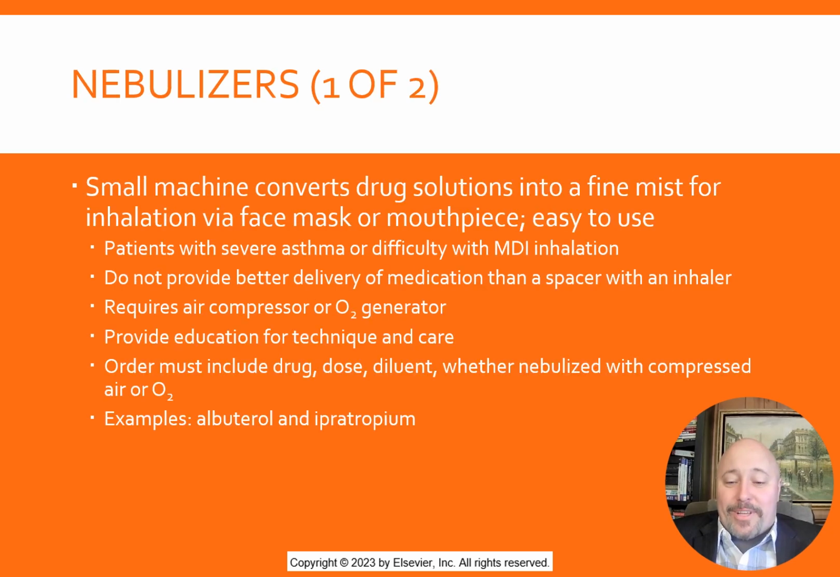Next would be nebulizers, everybody's favorite. These are small machines that convert drug solutions into a fine mist for inhalation via a face mask or mouthpiece, and are very easy to use. Patients with severe asthma or difficulty with metered dose inhaler inhalation may be given this route. They do not provide better delivery of medication than a spacer with an inhaler. They require an air compressor or O2 generation. Make sure to provide education for techniques and care. An order must include the drug, dose, diluent, and whether they're nebulized with compressed air or O2.